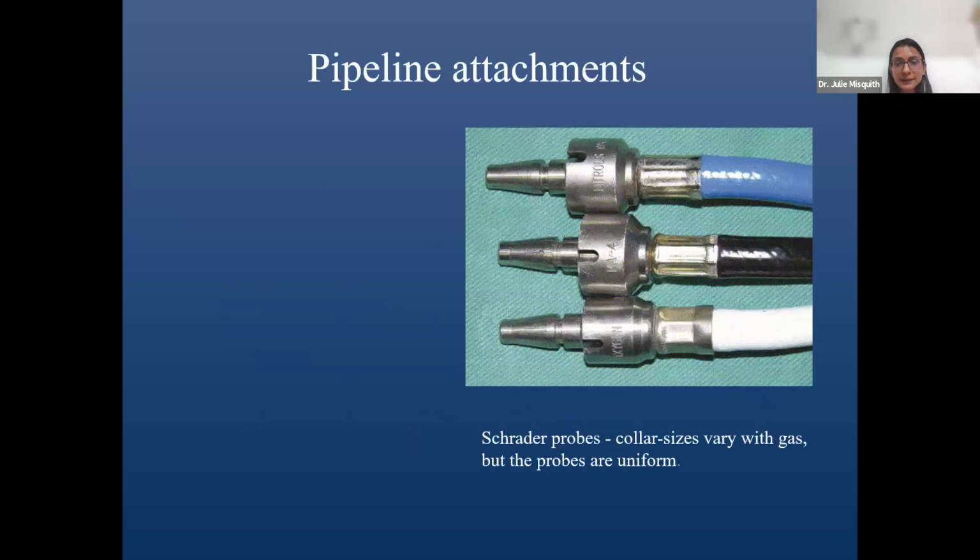Now, coming to the pipeline attachments, the probe for each gas supply has a protruding indexing collar with a unique diameter which fits into a Schrader socket assembly of the same gas. And then there are hose pipes. These are flexible, color-coded, and they have built-in reinforcements in the wall to make them kink-proof. So these pipeline attachments are unique. The collars are variable, but the probe is uniform.